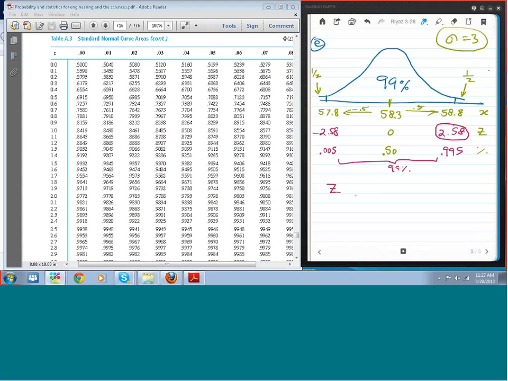So Z is going to be equal to X bar minus X, or in this case you can just say X minus X bar because you already have X, and then sigma divided by square root of n. So the only thing you're missing here is this. You got everything else. And actually on top you have the width. This is just the width.